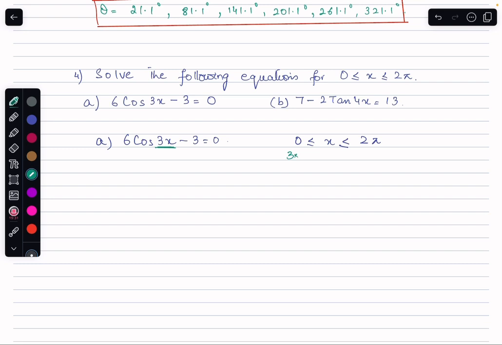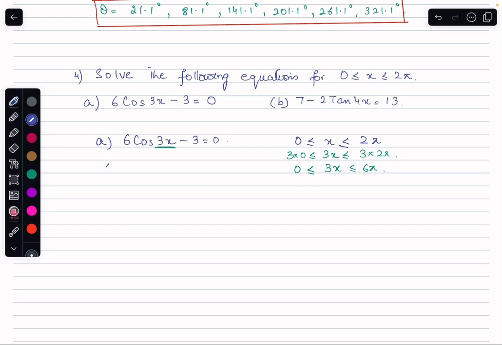So I can say it's 3 times 0 less than or equal to 3x, which is less than or equal to 3 times 2 pi. Or I can say that my domain for 3x should be starting from 0 radian up till 6 pi here. So 6 pi again means that I should be going up till 3 rotations. So let's start solving the question now.